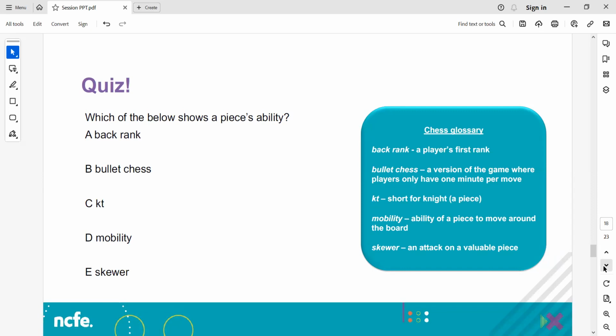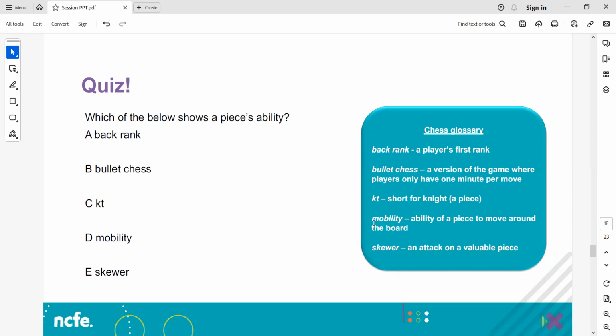So a piece's ability. So what can the piece do? Which one of those? We've got the same in the glossary as we've got here. So which one of these definitions tells us about what the chess piece can do? We know it's not the top one. We've already come across that. This one describes a version of a game, so that's not about the particular piece. We've already looked at KT, so it's not that one. So we've got mobility or skewer.